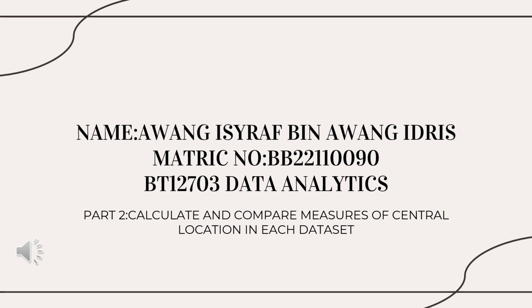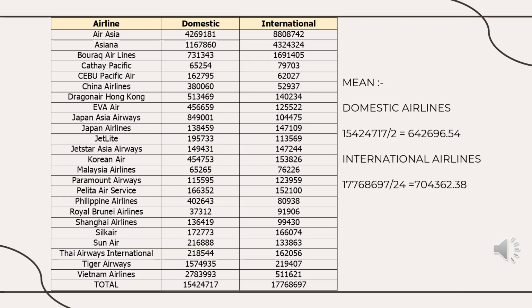So I'm going to explain part 2, which is to calculate and compare measures of central location in each dataset. First of all, in this part we need to find the total of each dataset for domestic airlines and international airlines. So we need to find the mean and median value for each dataset. No mode for this part.